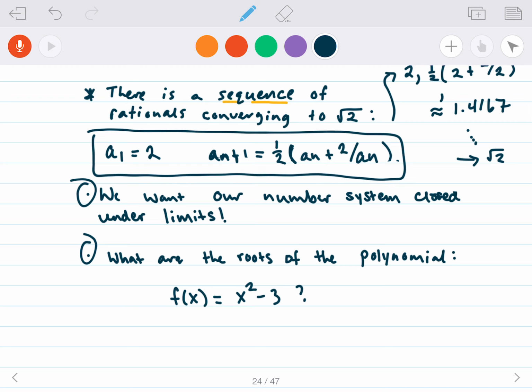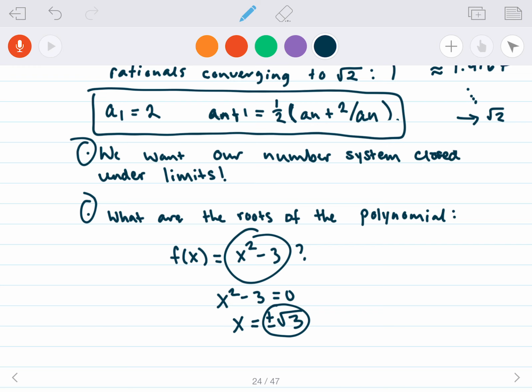Another issue with Q is that it's not algebraically closed. What that means is that you can have a polynomial with coefficients in Q, here the coefficients are 1 and negative 3, but the roots are not in Q. So x squared minus 3 equals 0 gives x equal to plus or minus root 3. These are irrational, so we want our number system to be algebraically closed as well. If we take the roots of a polynomial with real coefficients, we want those roots to be real.